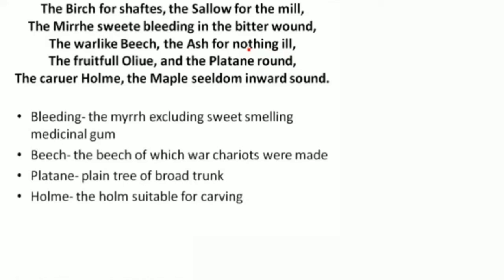The fruitful olive, since the olive tree bears the fruit, and the platane round. Platane is the plane tree of broad trunk. Trees with very big trunks are also useful. The carver holm, the holm suitable for carving. The maple seldom inward sound. There is no sound to be heard.